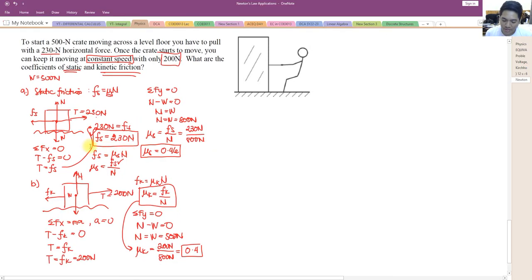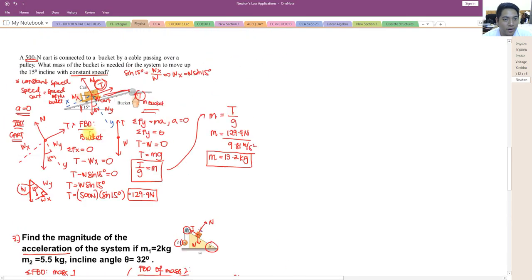And as we can observe, the coefficient of static friction is much greater than the coefficient of kinetic friction, because the friction is much higher when the object is static. But when it starts to move, we have the kinetic friction. So, that is for problem number 4.